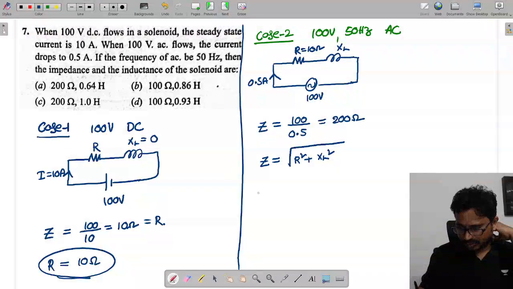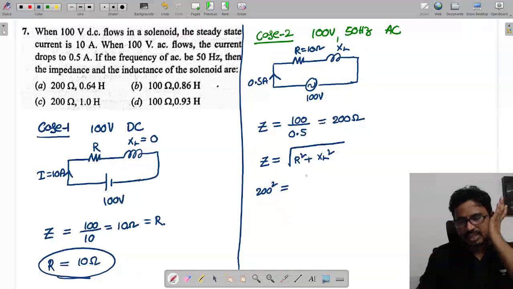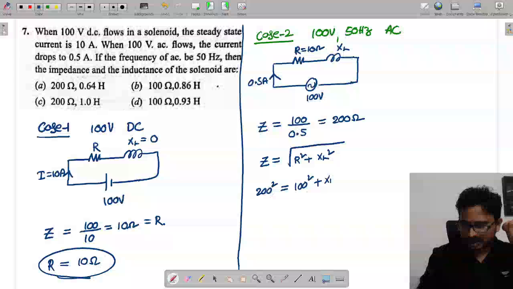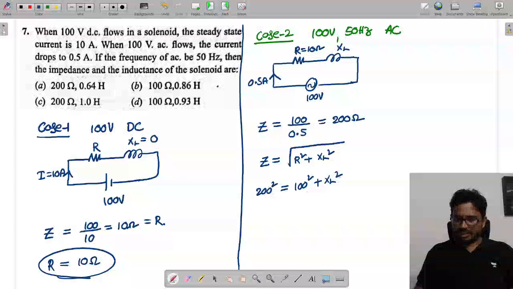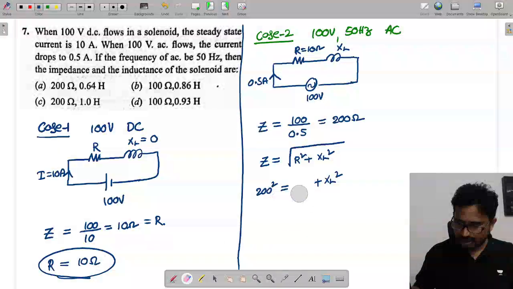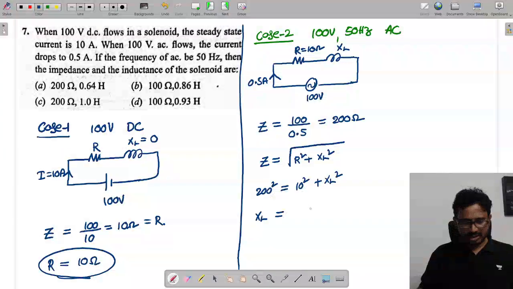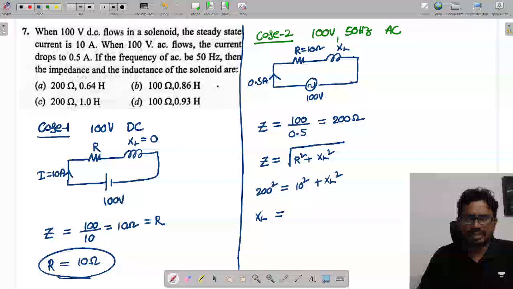Z value is 200. So we can say, squaring on both sides, 200 square equals R squared plus XL square. R, the resistance, is 10 only, so 10 square. Simplify this and we can find the XL value. Compared to 200 square, 10 square will be almost neglected. Negligible is still a very small value.